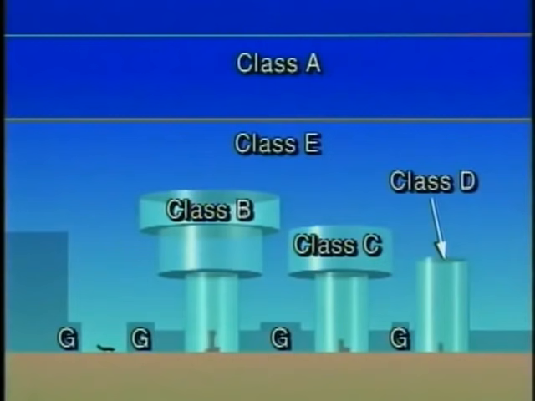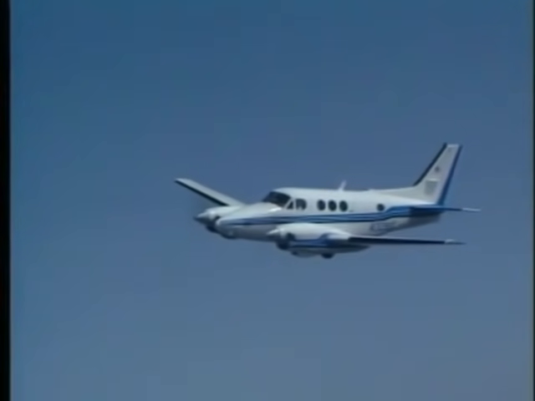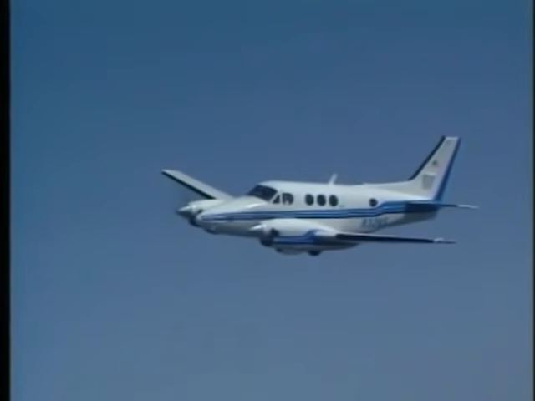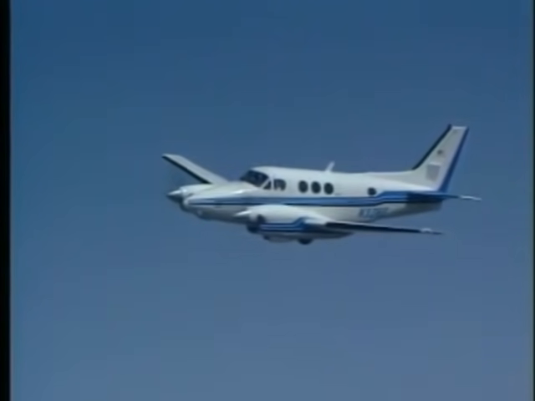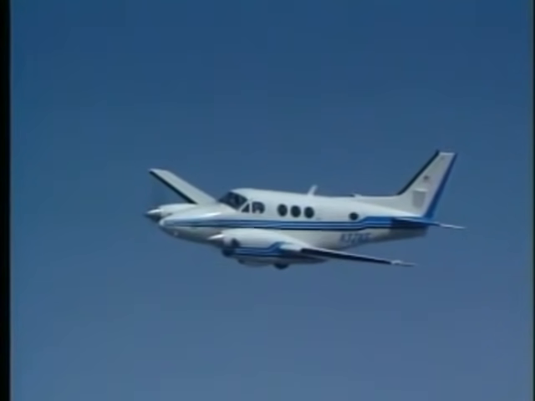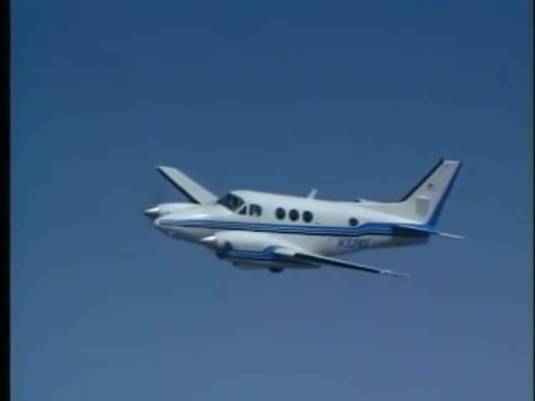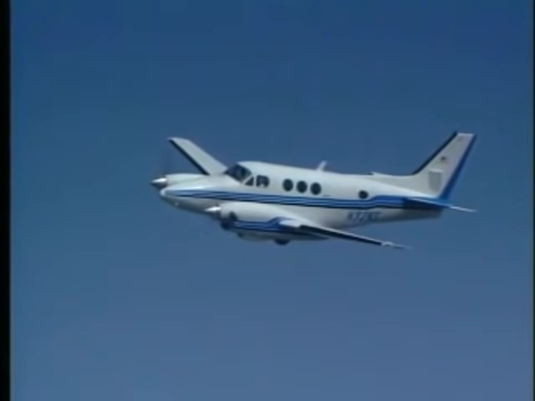Controlled airspace consists of those areas designated as Class A, B, C, D, and E airspace. Uncontrolled airspace is designated as Class G. The classification of airspace is relative to the complexity of the operational requirements placed on the pilot and aircraft. With this in mind, let's take a look at Class A airspace.